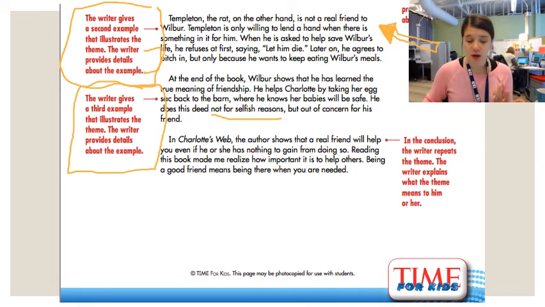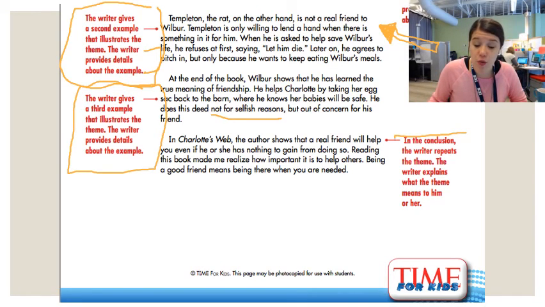Now here's where it all comes home. In the conclusion, in Charlotte's Web, the author shows that a real friend will help you even if he or she has nothing to gain from doing so. Notice how the author restates the thesis statement.